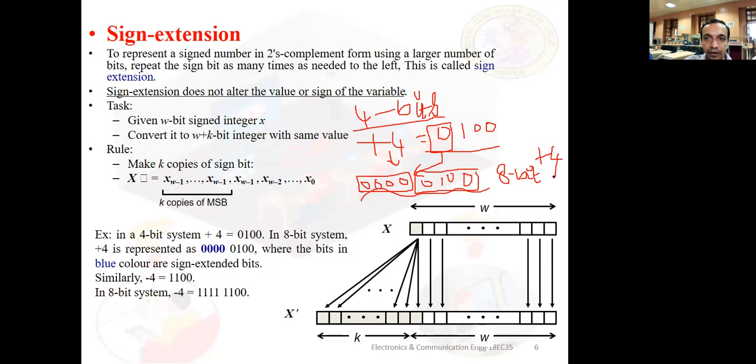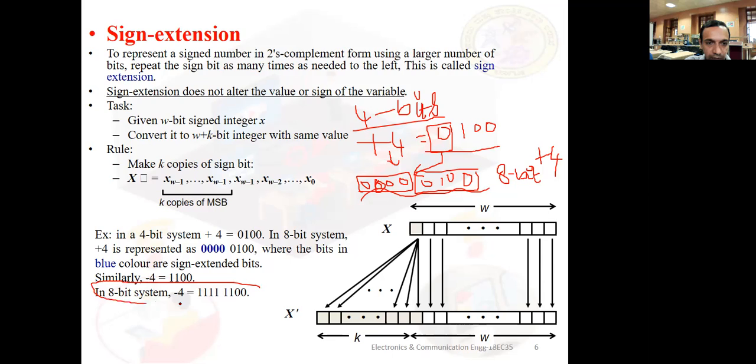Usually, as we all know, today's computers are all 64-bit systems, right? So when you want to represent numbers using a higher number of bits, you just extend the sign, whether it is positive or negative, let us not worry. Just extend the sign bit. The sign remains the same, the value remains the same, only the representation is using a higher number of bits.